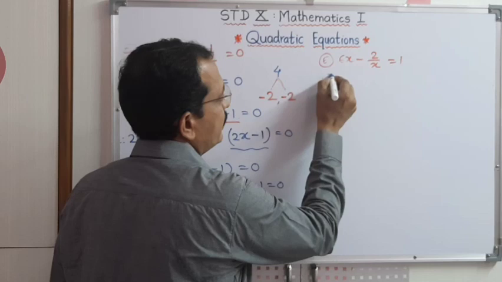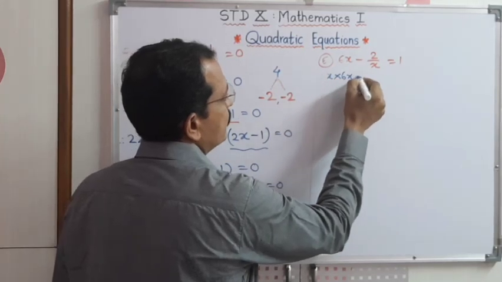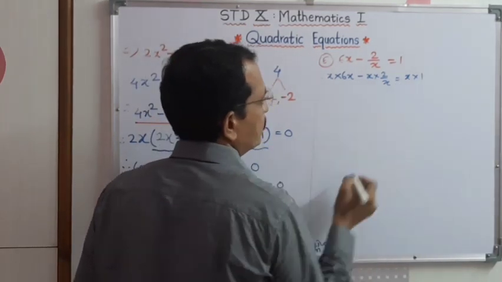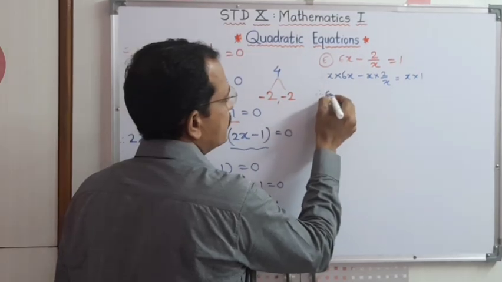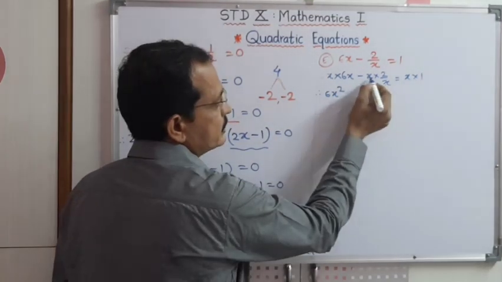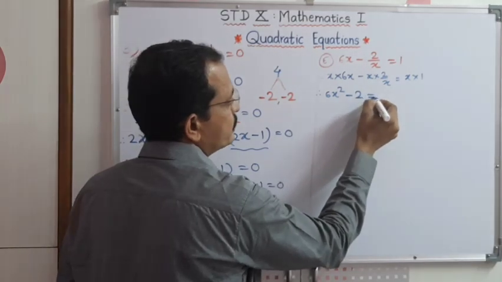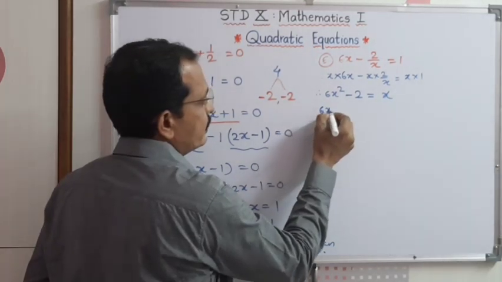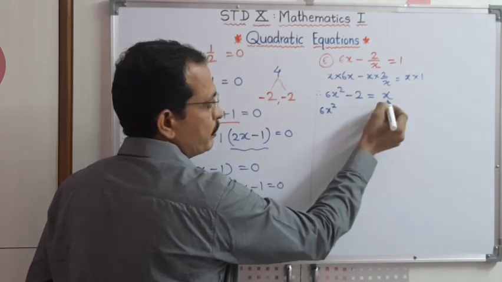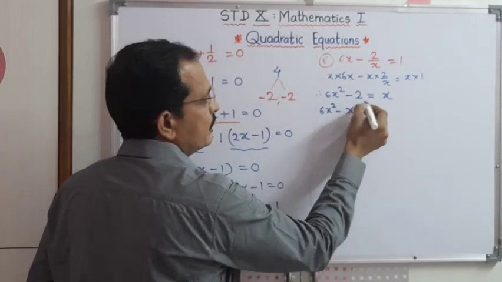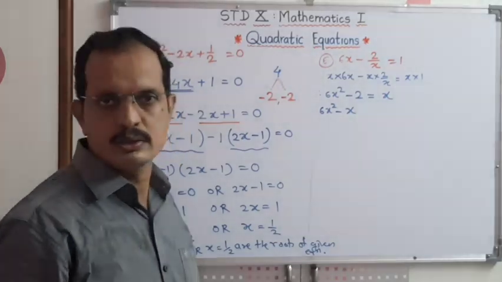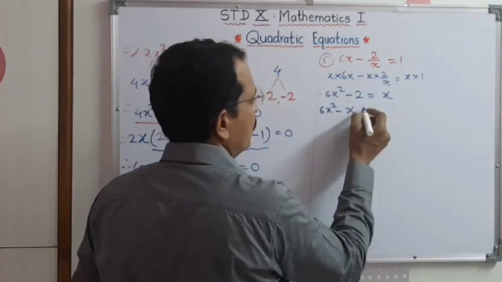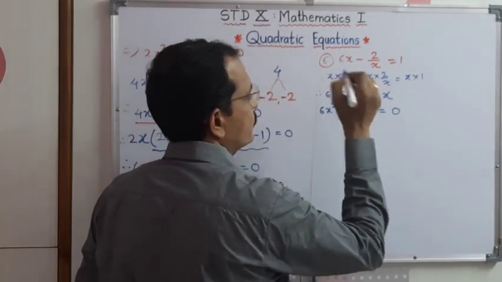See, if we multiply x into 6x minus x into 2 upon x is equal to x into 1. Now see here, 6x square, this gets cancelled, it is minus 2 is equal to x. Now 6x square, this minus x, plus x will become minus x. We have to take it on this side because we have to write it in a standard form: quadratic term, middle term, constant and 0. Minus 2 equal to 0.